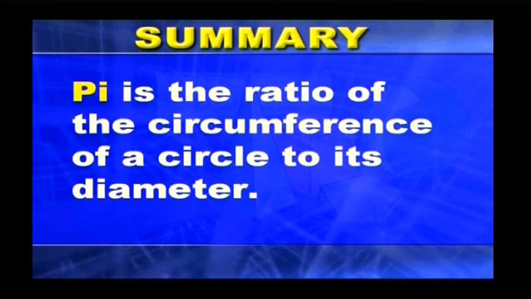Firstly, what do we mean by pi? It says pi is the ratio of the circumference of a circle to its diameter.